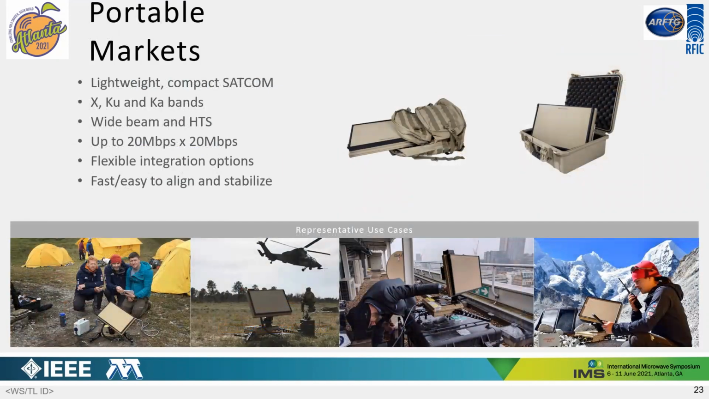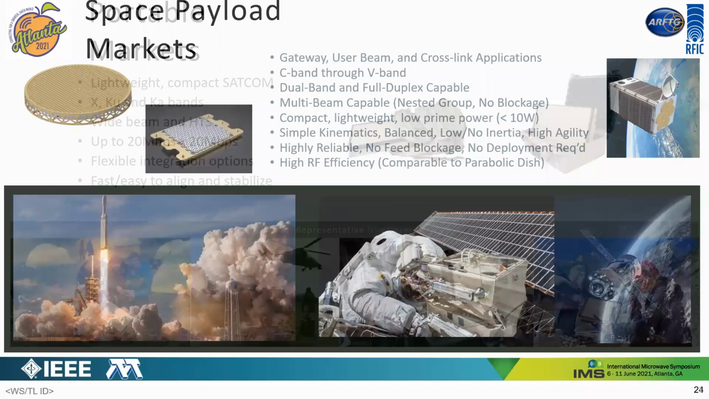In terms of portable markets, these need to be very lightweight because by definition they're portable, but these are going to be used for high-speed internet access from very remote applications, obviously where you're not going to be getting a 4G or 5G signal. These have to be able to exploit both wide beam and high throughput satellites. And the main attributes are that they need to be really fast and easy to align and stabilize. Ideally, they should align themselves.